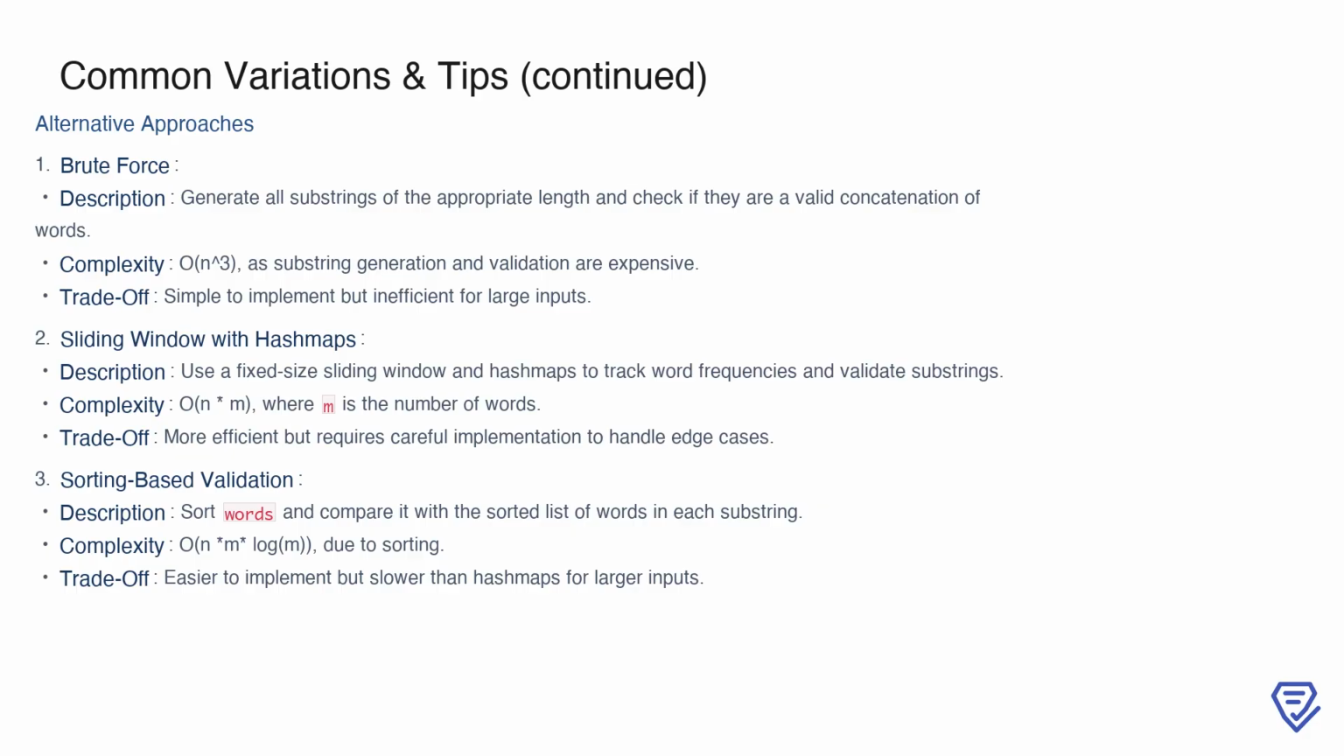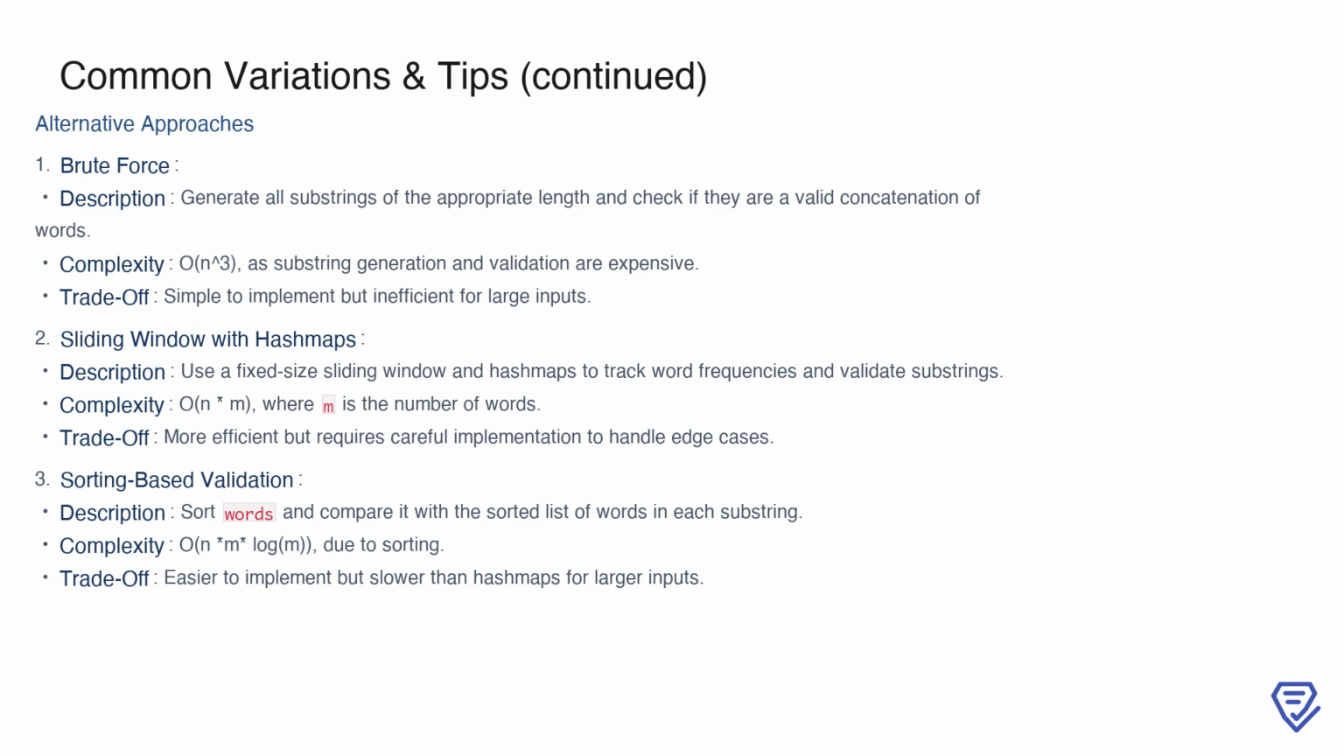A more optimal approach is the sliding window technique combined with hash maps. Here, you use a fixed-size sliding window to validate substrings by tracking word frequencies in a hash map. This approach is more complex to implement but has a significantly improved time complexity of n*m, where m is the number of words. Another alternative is sorting-based validation, where you sort the words list and compare it to the sorted list of words in each substring.